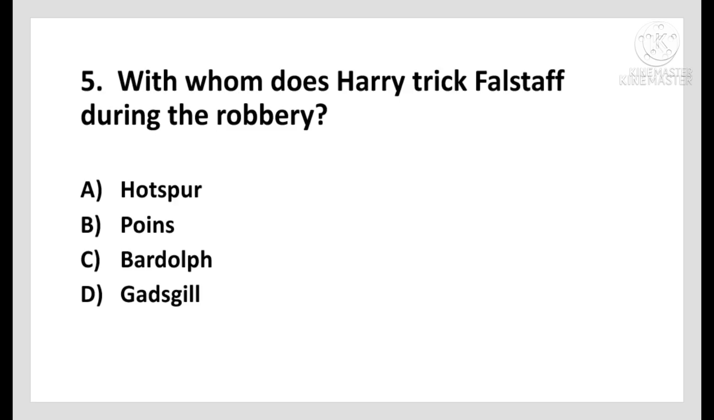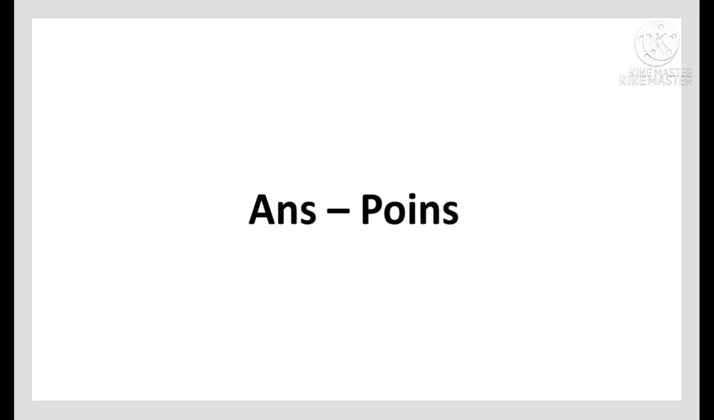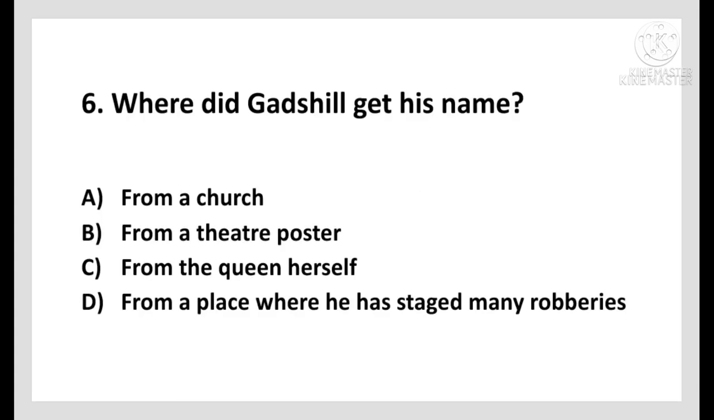Answer: Harry's younger brother. With whom does Harry trick Falstaff during the robbery? Hotspur, Poins, Bardolph, Gadshill. Answer: Poins. Where did Gadshill get his name? From a search, from a theatre poster, from the Queen herself, from a place where he has staged many robberies.